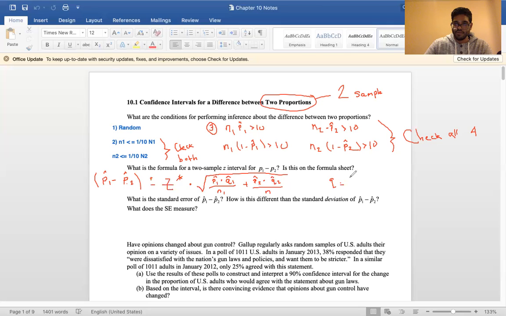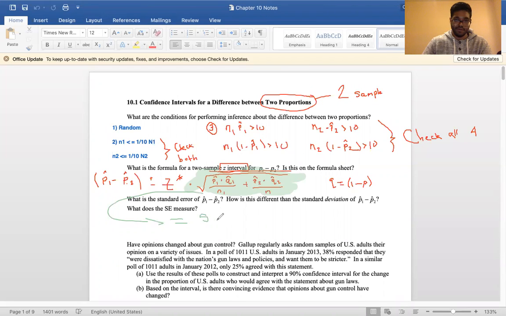Okay, and I'm going to write this on the side: q is equal to 1 minus p. Some people just denote 1 minus p as a variable q, which makes it a little easier. And again, this is to find an interval. And then this whole thing here is your standard error, instead of rewriting the whole thing. This is your standard error.